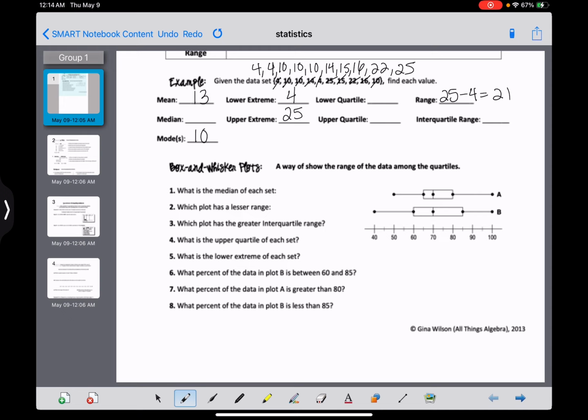To find the median, I'm looking for that middle number. So I can either just count from each side and cross them off as I go. I know there's 10, so my middle number is going to be in between the fifth and sixth number. So I've got 1, 2, 3, 4, 5.